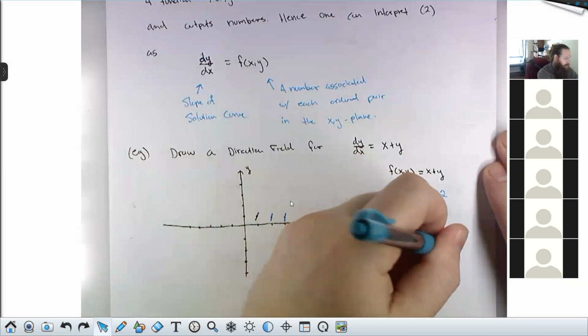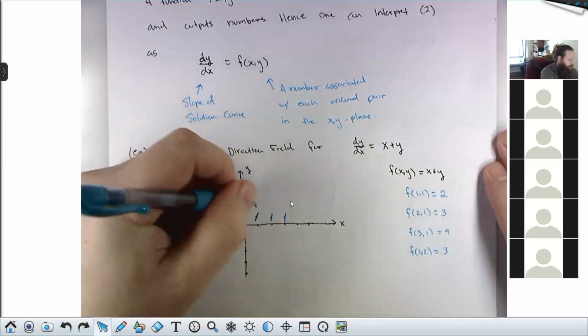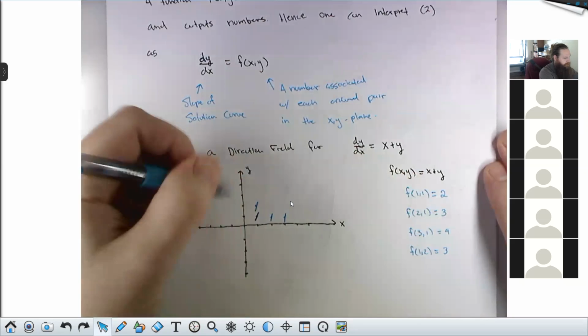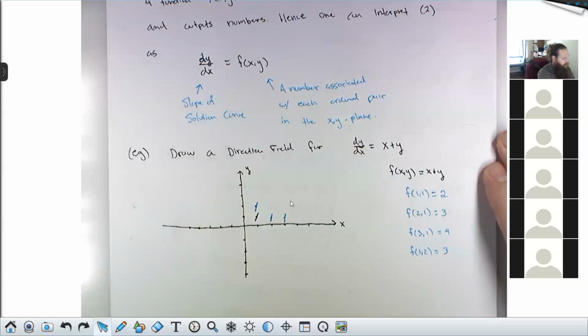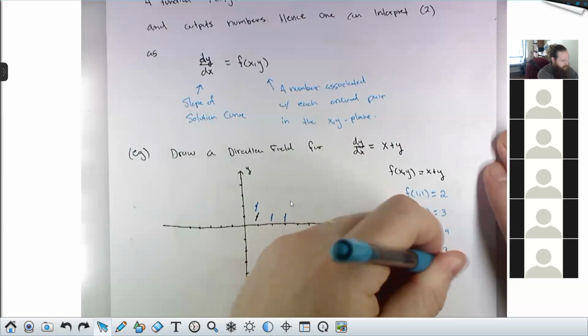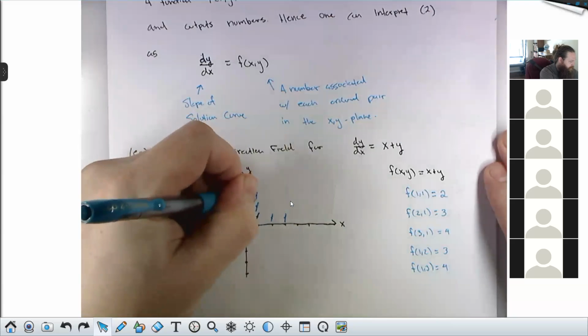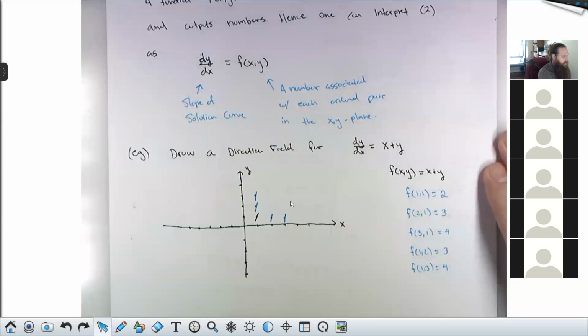That would be 1 plus 2, which is 3. So up here at this point, I should have a slope parallel to that guy down there. F of 1, 3 would be 4. So I should have a slope right here at 1, 3 parallel to that last guy over there. You get the idea.